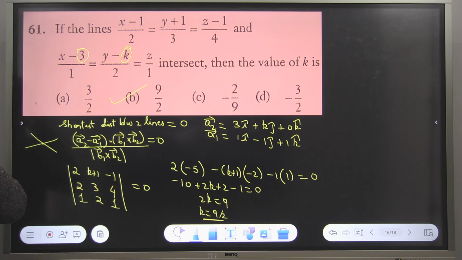So what is the learning? Whenever they say two lines intersect, shortest distance is how much? 0. Use that to find the value of k.